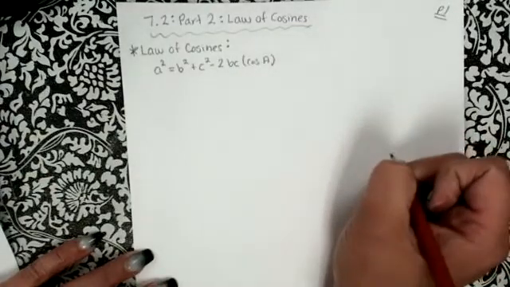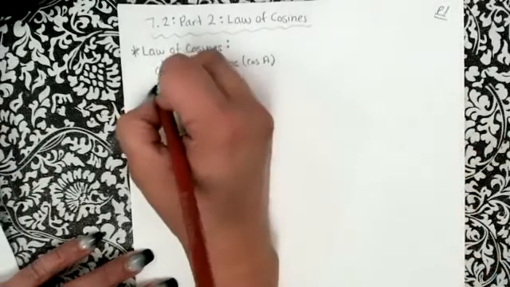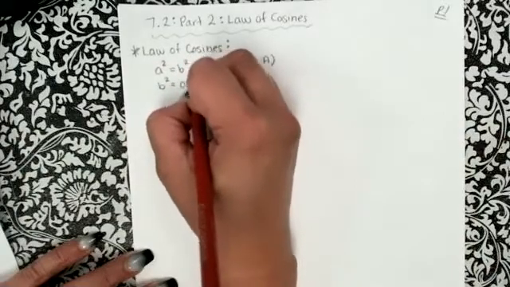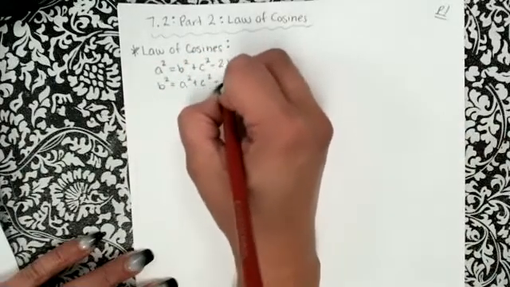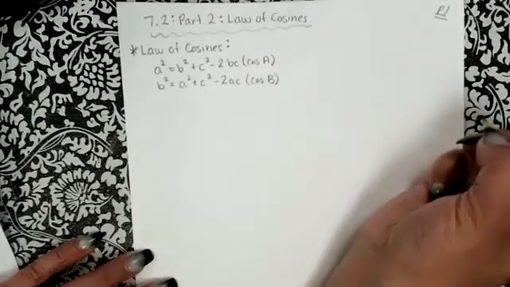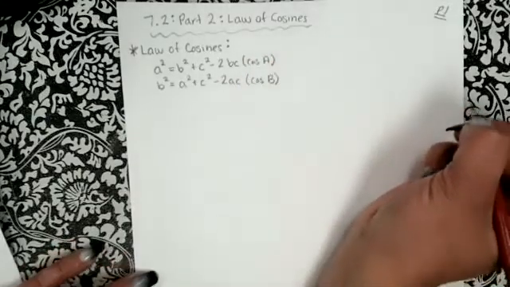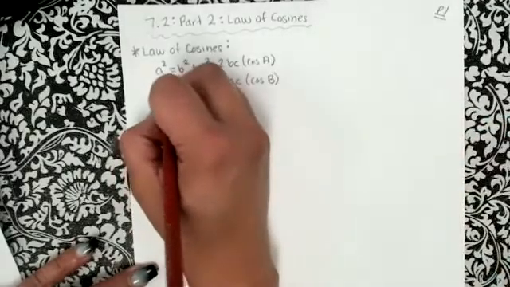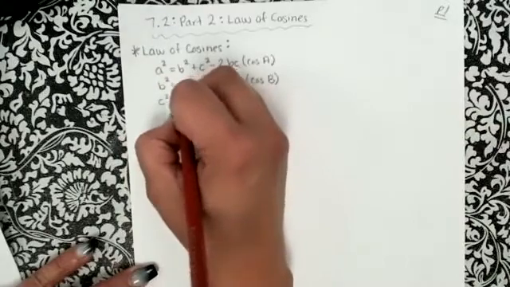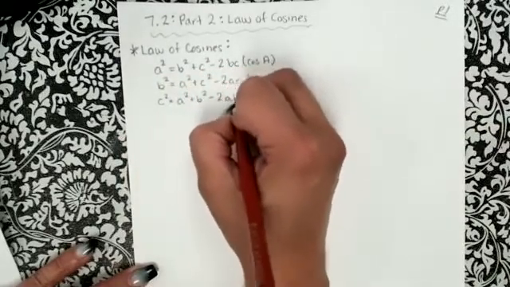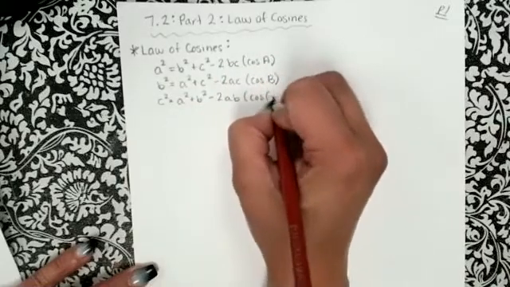Now, let's say they gave you angle B and are asking for side B. If that's the case, you're going to use B squared equals A squared plus C squared minus 2AC cosine B. And the last equation here is if they give you angle C and are asking for side C. That's going to be C squared equals A squared plus B squared minus 2AB cosine C.